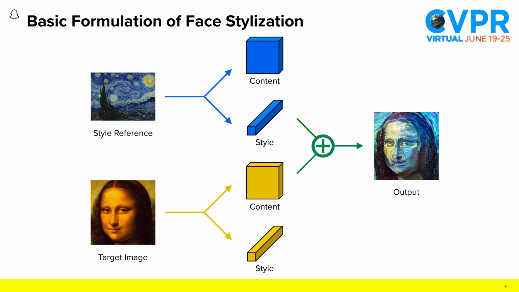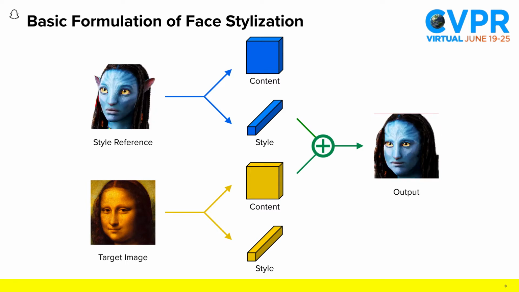Given the target face image and a single style reference, we want to extract the style representation from the reference and apply it onto the content of the target, which preserves the face structure and identity. The output should have visual similarity to the reference. The reference could be an arbitrary image or another face image to make better use of the facial semantic information.